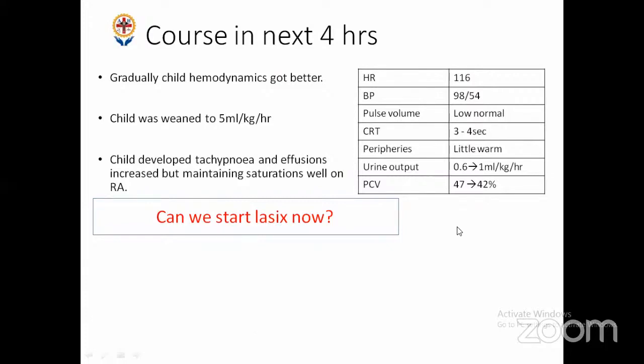You want the child to land up on a ventilator? The child is developing tachypnea, effusions are increasing. So you want to put the child on NIV or ventilator by not starting Lasix? If you answer this question, you have understood this concept very well.